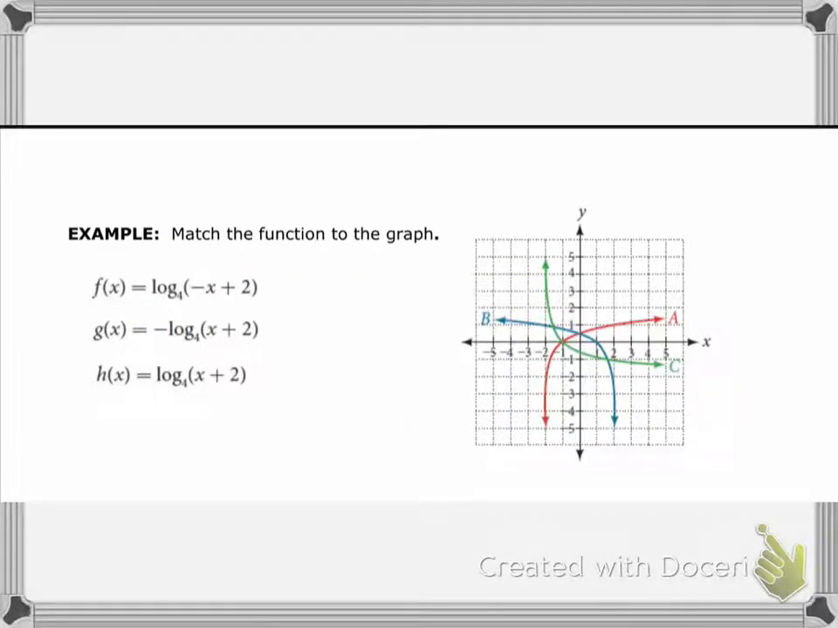All right, let's try another matching one. Now this one has transformations. And so I want to look at, well, those graphs look all over the place, but let's look at the functions f, g, and h, and let's see what's different about them, because anytime you're going to be matching graphs to functions, that's what you need to determine. What is the difference between the functions, between the graphs? Okay, so I'm looking at this. They are all base 4. So there's no difference there.